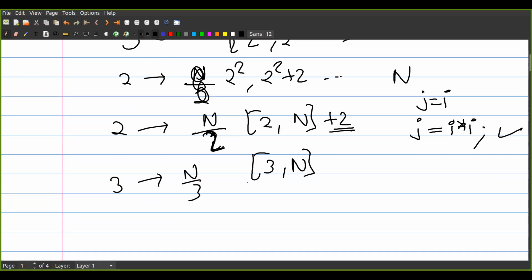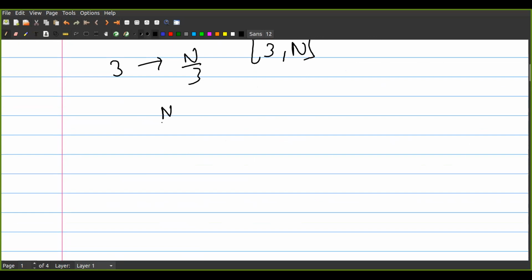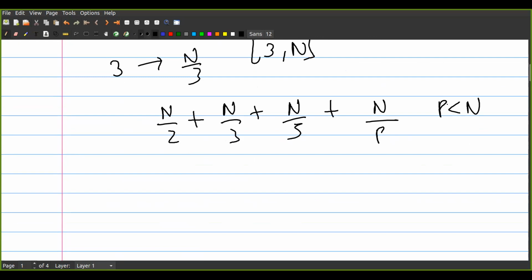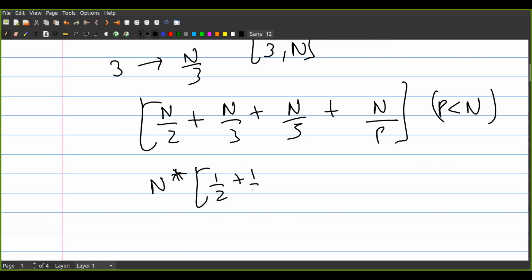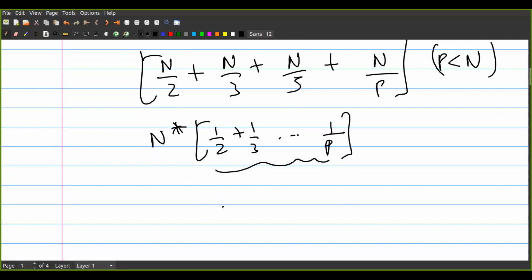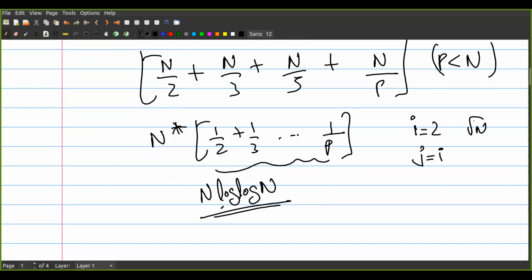So the overall complexity will be n by 2 plus n by 3 plus n by 5, because we are only considering primes, up till n by some prime p, let's say p is less than n for now, not root n. So the complexity is n times (1 by 2 plus 1 by 3 up till 1 by p). The summation of the inverse of primes comes out to be log n. So the time complexity is n log n when we start from i equal to 2 and continue till n.